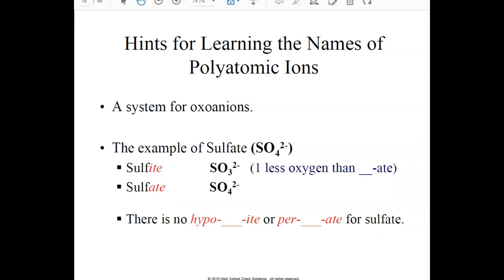Here's an example of another pair of polyatomic anions, SO3 with a -2 charge, sulfite. We add one more oxygen and we get sulfate. And these are the only two that you'll see. You're not going to see a hyposulfite or a persulfate, they don't exist. It's just these two. The same thing with nitrate and nitrite.